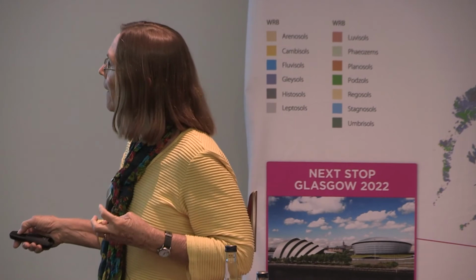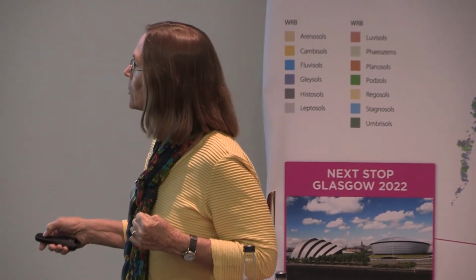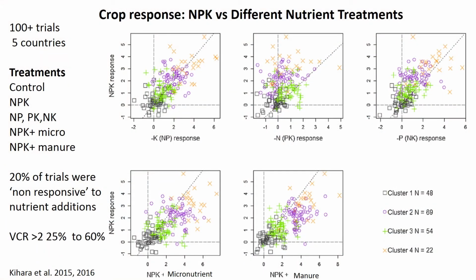And so what Job found is they found a value-cost ratio, in some cases only 25%, had a value-cost ratio greater than 2. If I'm a farmer and I only have a 25% chance of getting a profit, I'm not going to do it. Others were 60 and above. And so that's why farmers are wondering, why am I doing this? I'm not making a profit, so I won't do that.